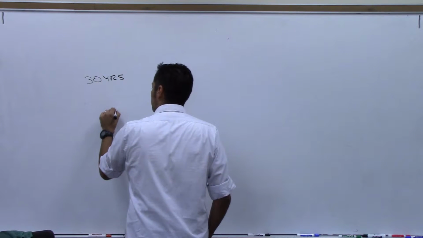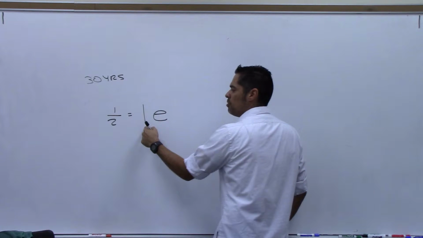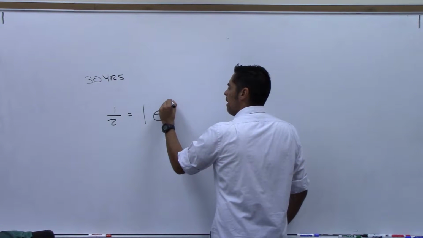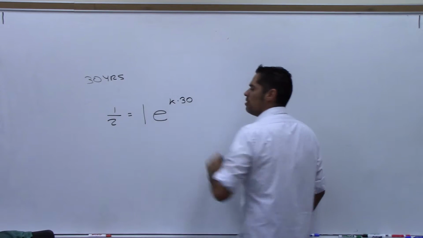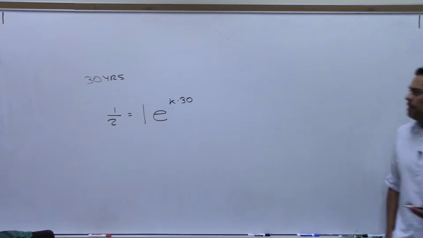So I know this. Half of what was there initially, right? Initially, I'm assuming all of it was there. This is 50% of it will be K times 30. Do you understand what I'm doing here? Trying to figure out what this decay constant is.